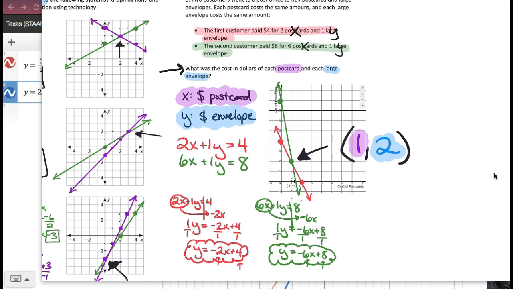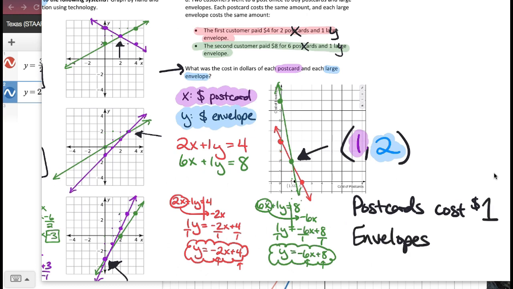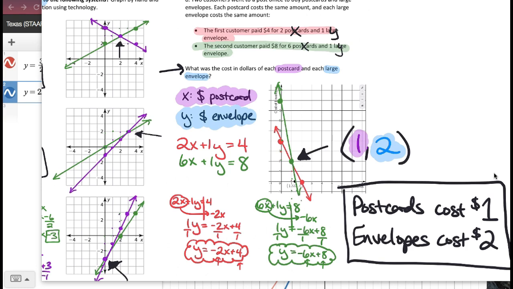Which means that I know that postcards cost $1 and large envelopes cost $2. And now I've answered the question in real life. I know exactly what each the postcard and the envelope cost at this post office. And that's the beauty of solving systems of equations, is that we're going to take real-world examples of things that we know, things that we don't know, put them into math, and pull them back out as real-world things.